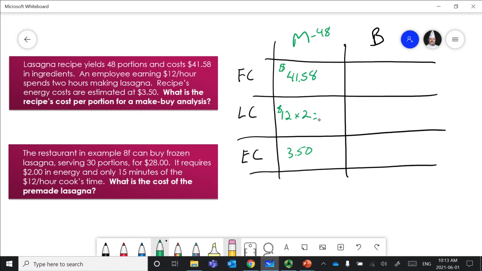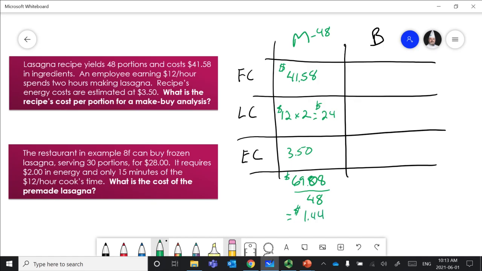Our labor cost, 12 times 2, is $24. So $41.58 plus our $24 plus our $3.50 is going to give me what? Let me add it up. Plus 24 plus 3.5 gives us $69.08. Now it yielded 48 portions, so we're going to divide that by 48, and we end up with a portion cost of $1.44.